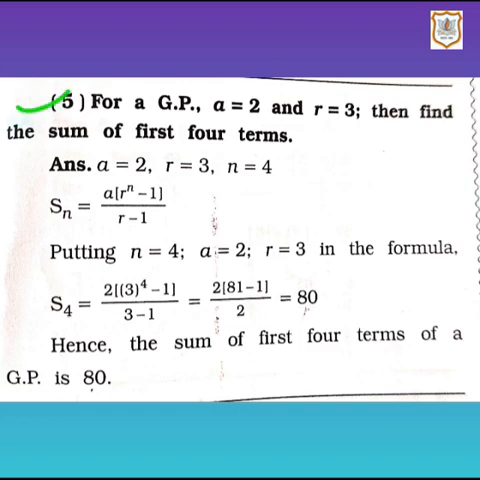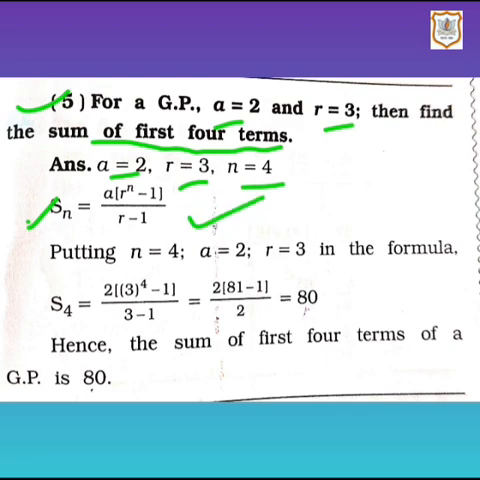Let's read it. For a GP, A is 2, R is 3, then find the sum of first 4 terms. So A is 2, R is 3, that is greater than 1, N is 4. The value of R is more than 1, then we will use the formula Sn is equals to A multiplied by R to the power n minus 1 upon R minus 1.